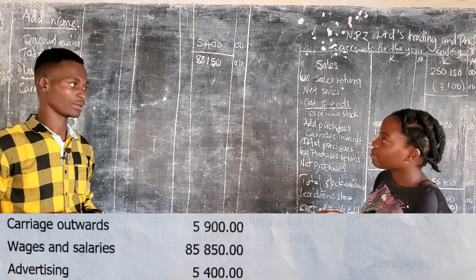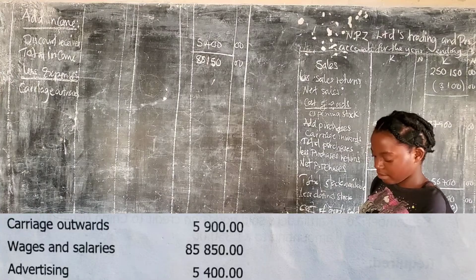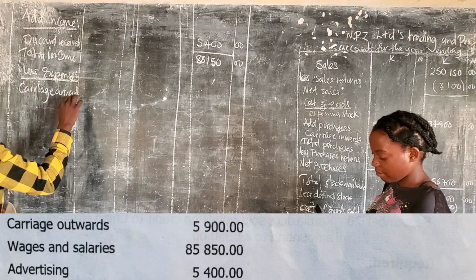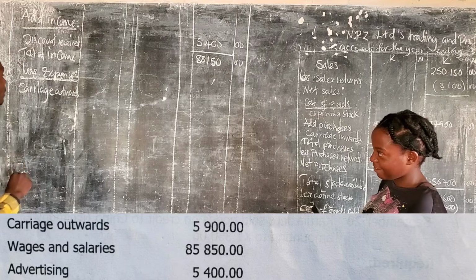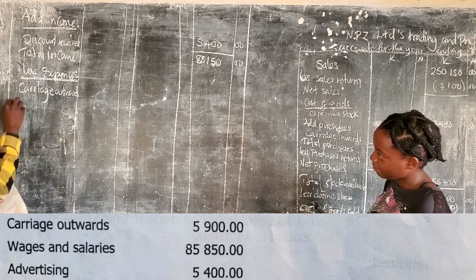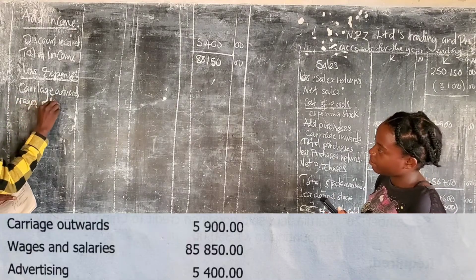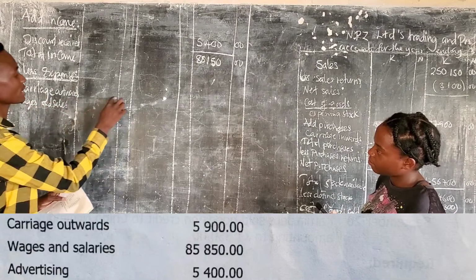And also, is it provision for bad debt? Yes. Let's proceed. Carriage outwards. Wages and what? Salaries. Wages and salaries. How much is carriage outwards?